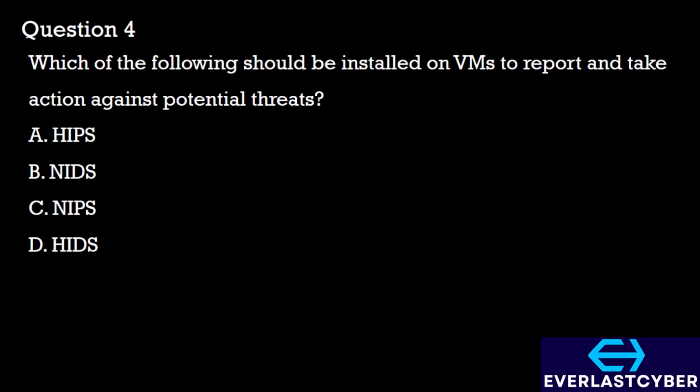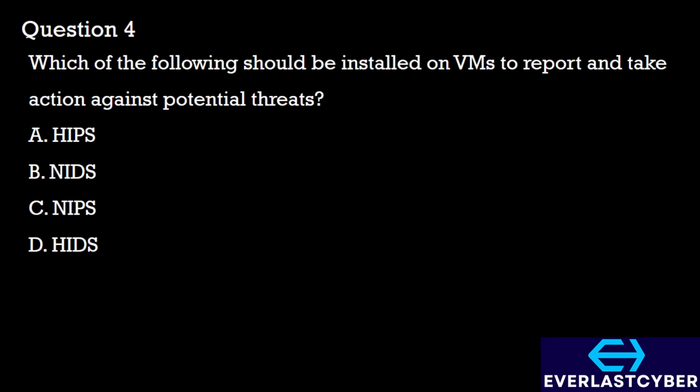system. Option B, NIDS or Network Intrusion Detection System, monitors the network traffic for suspicious activity. Option C, Network Intrusion Prevention System, is similar to the NIDS, but it includes the ability to take action to prevent the detected threats at the network level, while the HIDS or Host-Based Intrusion Detection System monitors and analyzes the internal activity and state of a host system.